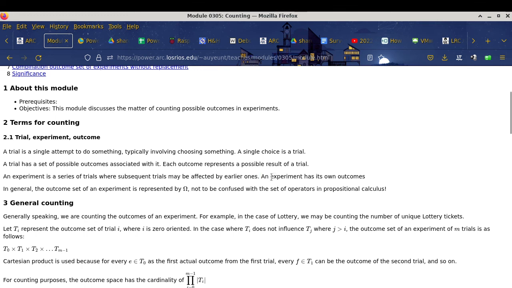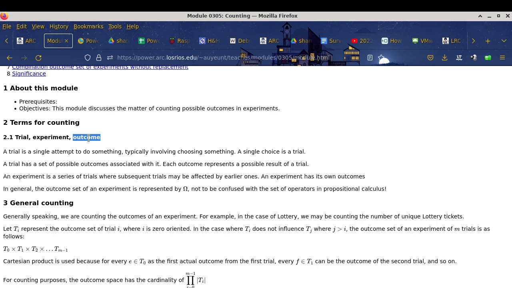In general, the outcome set of an experiment is represented by the Greek symbol omega, which has absolutely nothing to do with the omega in the discussion of propositional calculus. There are only so many Greek letters and English alphabet letters, so we sometimes have to recycle. Not to be confused with the set of operators in propositional calculus. There we go. So let me see if there are any questions related to what a trial is, what an experiment is, and what an outcome is.